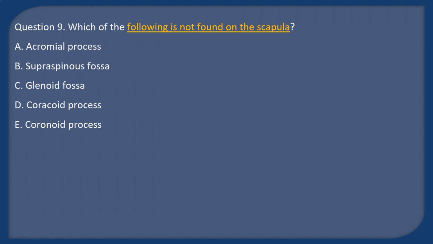Question 9. Which of the following is not found on the scapula? A. Acromial process. B. Supraspinous fossa. C. Glenoid fossa. D. Coracoid process. E. Coronoid process.